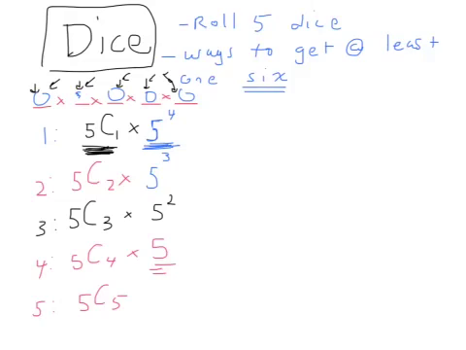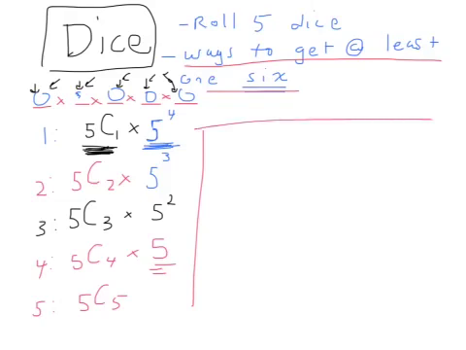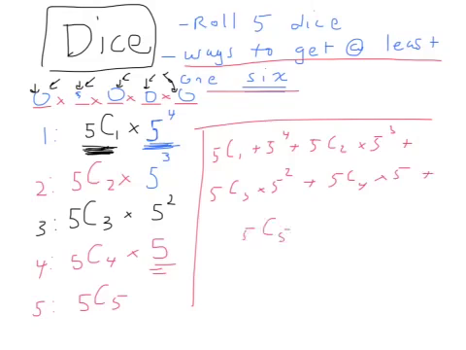So if I wanted to say the ways to get at least 1 six, what I'm doing is adding up all of these things. So it would be 5 choose 1 times 5 to the 4th, plus 5 choose 2 times 5 cubed, plus 5 choose 3 times 5 squared, plus 5 choose 4 times 5, plus 5 choose 5. Okay, so that took a lot of brute force.